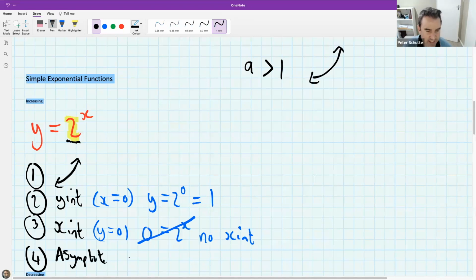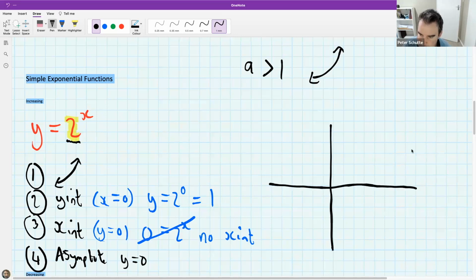Now, in this particular case, the asymptote is not very exciting. It's on the x-axis, and so the asymptote would just be y equals 0. But in future things, you might find it easier to have that asymptote. So let me show you how you draw this.